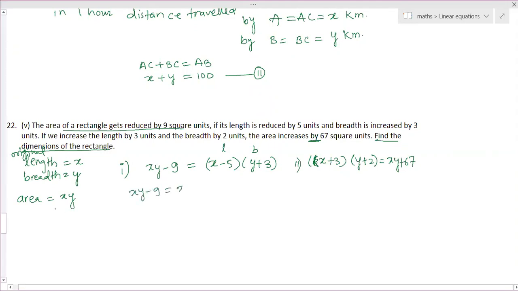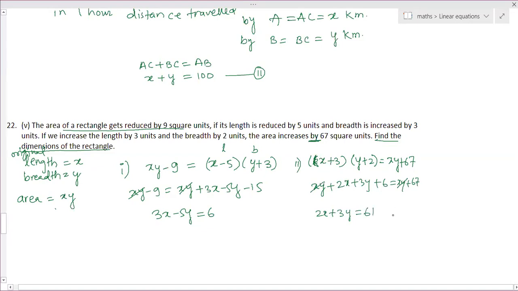Xy minus 9 is equal to xy plus 3x minus 5y minus 15. This xy and this xy get cancelled, so you will get 3x minus 5y is equal to 6. Minus 15 goes to the other side, plus 15, and plus 15 minus 9 is plus 6. And here also, xy plus 2x plus 3y plus 6 is equal to xy plus 67. So xy gets cancelled, 2x plus 3y is equal to 61. This is the second equation. Then solve these two equations.